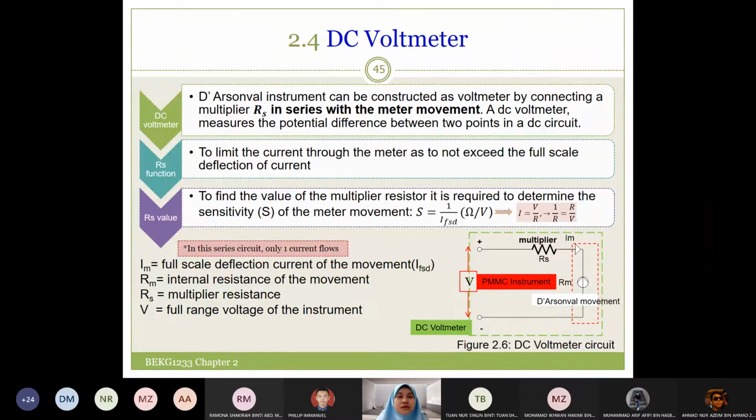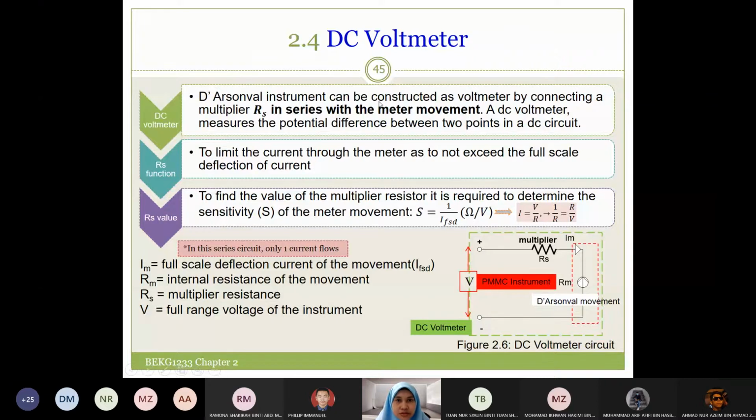Nampak. Okay. DC voltmeter. What is DC voltmeter? Same with the previous lesson, from the PMMC construction, or from the unsolver meter movement, we designed the ammeter. Now we want to design a voltmeter from the PMMC construction. Later on, we will learn about the ohmmeter, how to design a DC ohmmeter from the PMMC meter movement.